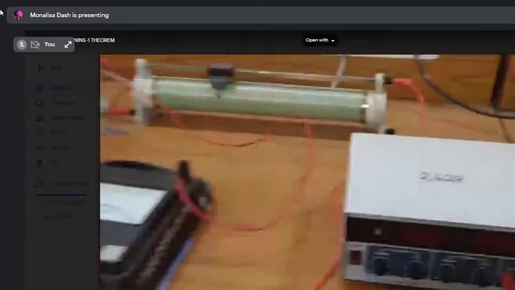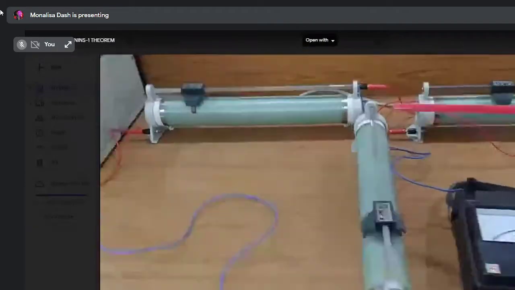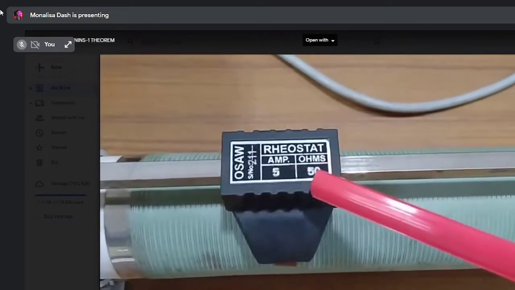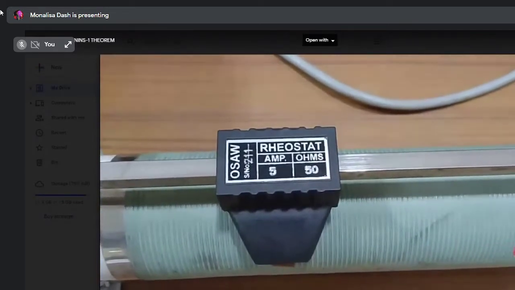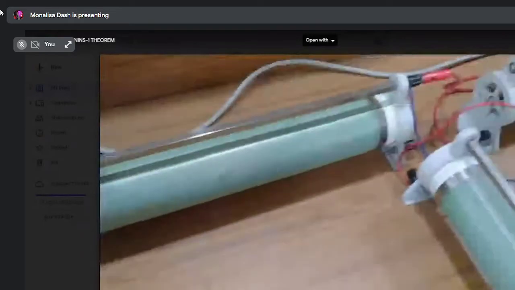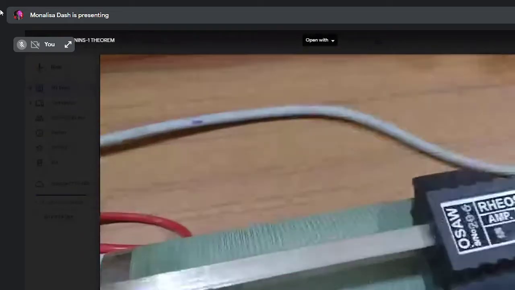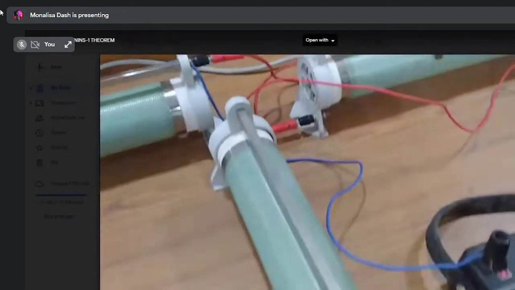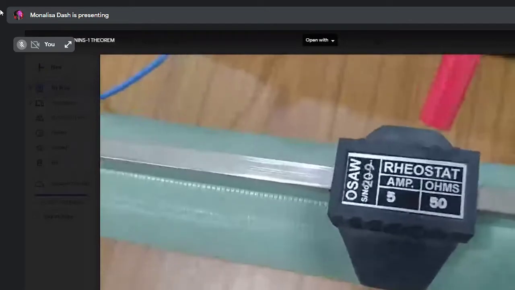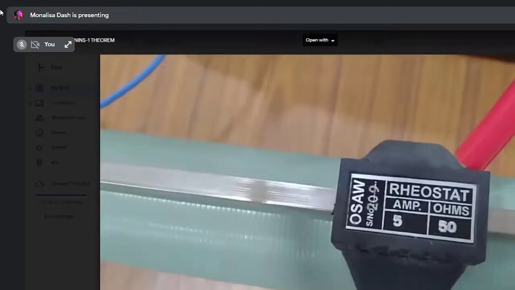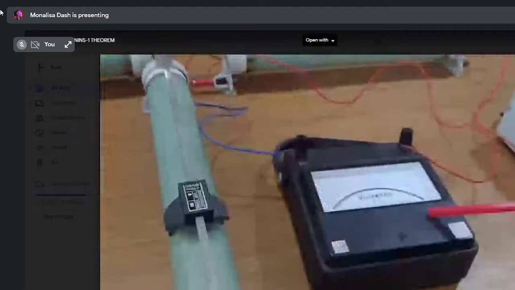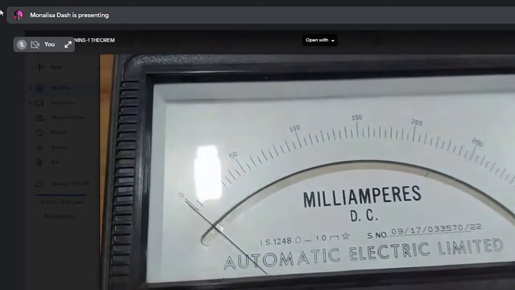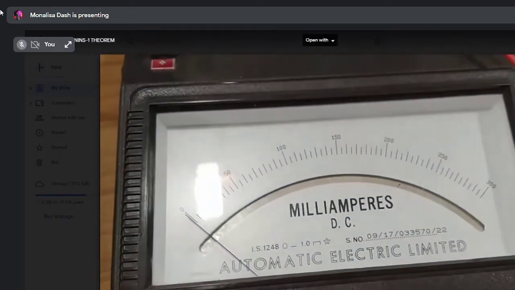We are using 3 resistances. All the 3 resistances are 50 ohm, 5 ampere ratings. This is one rheostat. Similarly, identical 3 resistances we are using, same 50 ohm, 5 ampere, second resistance, and this is the third resistance, 50 ohm, 5 ampere. And a milliammeter, we are connecting in series with this load resistance to measure the load current, having range 0 to 300 milliampere.